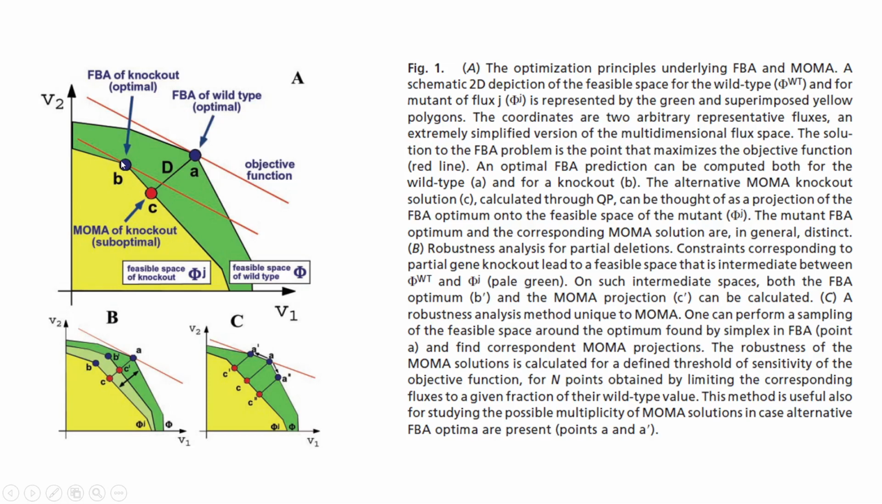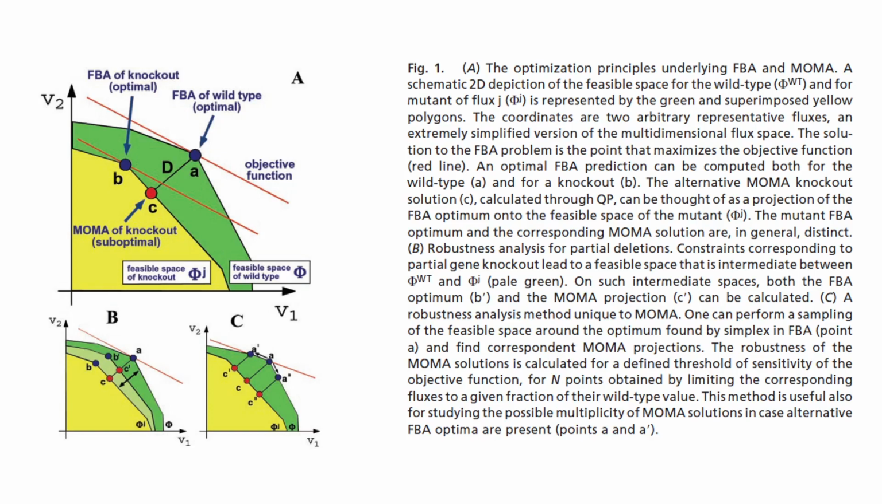And basically, if this is your optimal point, the FBA of the knockout optimal point, and this is the FBA of the wild type optimal point, depending on the objective function, what you try to do is you try to minimize these values. So you try to minimize the distance between your optimal solution for your wild type and your optimal solution for your knockout. This is a trial and error method. You try to minimize it depending on what technique you use.